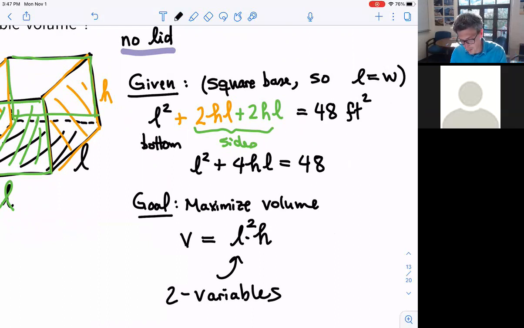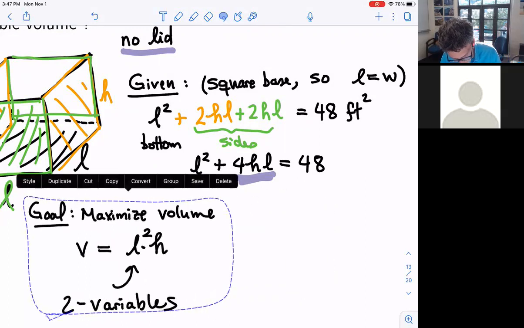But solving for L, because we've got an L squared, would actually require the quadratic formula. And I'm not interested in doing that now because that would make it messy. And I noticed that if I want to just solve for H, that would be a lot simpler, right? Solving for H isn't so bad. And so let's take that equation and solve it for H.